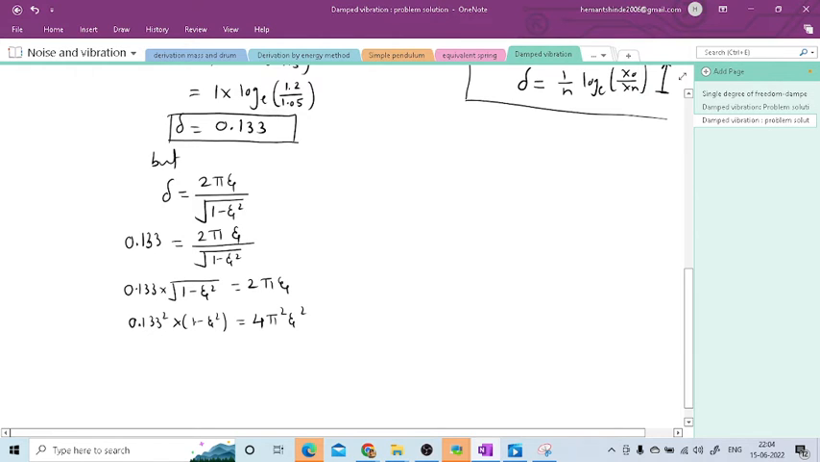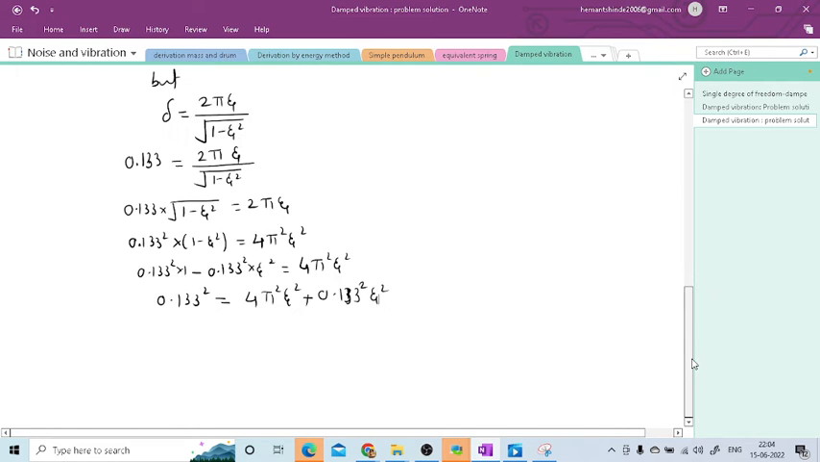Now multiply with this value into this bracket. So by multiplying the first term, 0.133 square into 1 minus 0.133 square into zeta square is equal to 4 pi square zeta square. Now transfer this value of zeta square to that side. So 0.133 square is equal to 4 pi square zeta square plus 0.133 square zeta square. Now in these two values zeta is common.